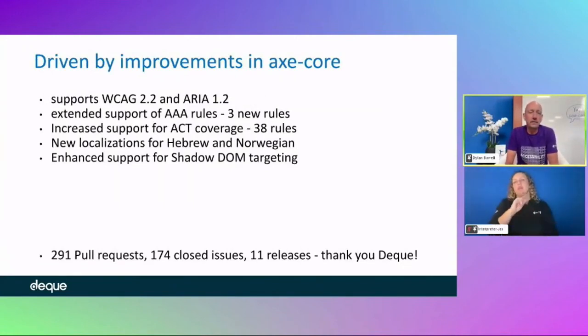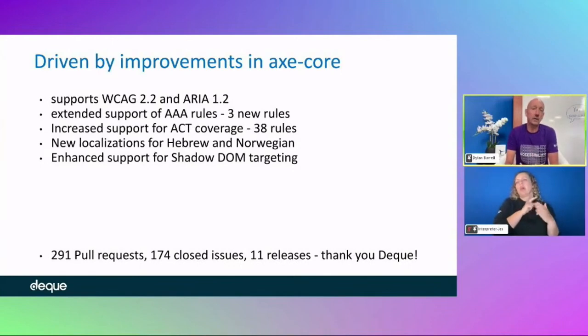Here's a selection of the things that we did over the last 12 months to improve Axe Core itself. So first of all, we added support for WCAG 2.2 and ARIA 1.2, even though WCAG 2.2 is not yet out. We wanted to stay ahead of the curve there, and we added support for that. We also extended support for new AAA rules, and we added 3 new WCAG AAA level rules to the rule set. We increased support for the accessibility conformance testing coverage.